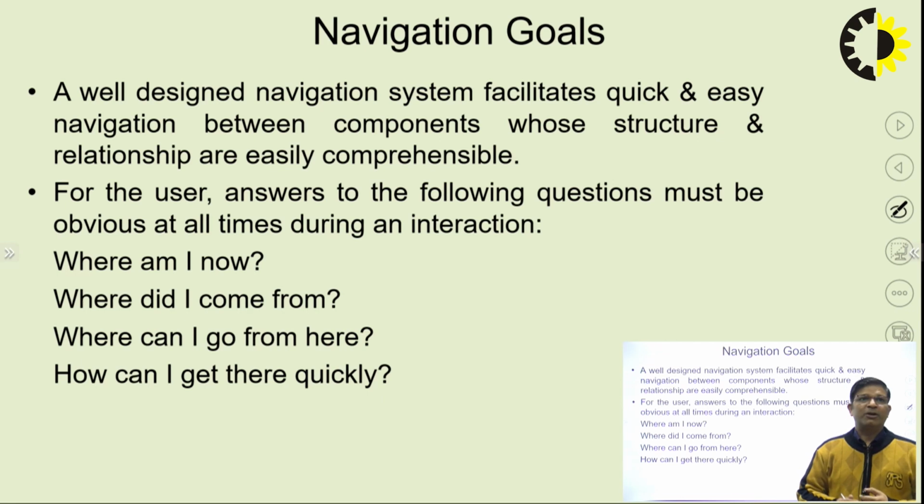What are the navigation goals? Navigation: if we click on some menu or some button, how will it display the second window or second task? A well-designed navigation system facilitates quick and easy navigation between different types of components whose structure and relationships are easily comprehensible. And for the user, the following questions must be obvious at all times during an interaction.